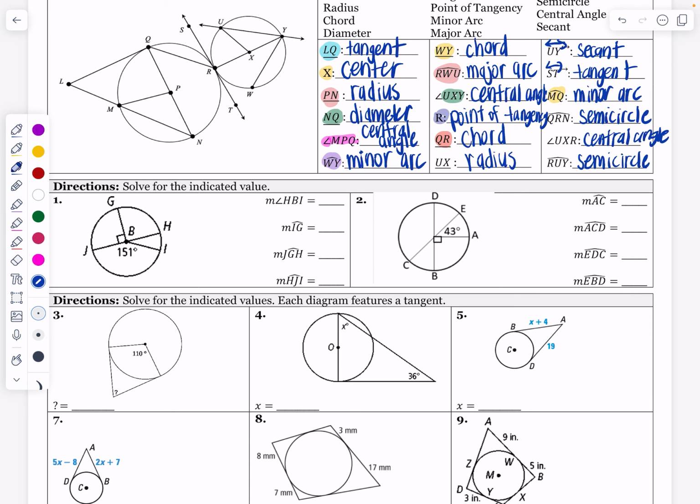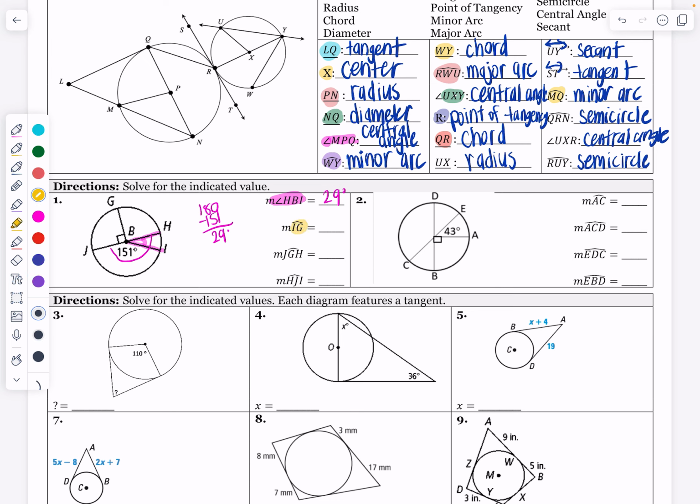So how do I find angle HBI, H to B to I? That central angle is going to be a linear pair with a 151. So 180 minus 151, let's go ahead and write that out in pink, 180, that linear pair, minus 151 is going to give me 29 degrees. That is 29 degrees.